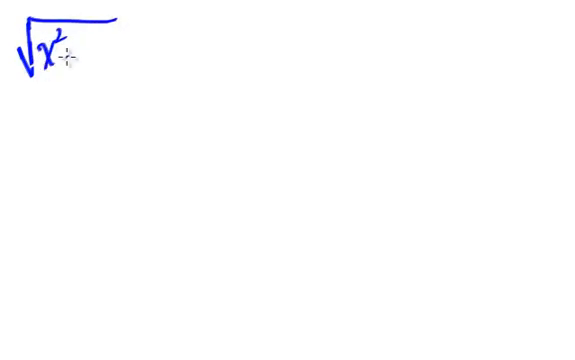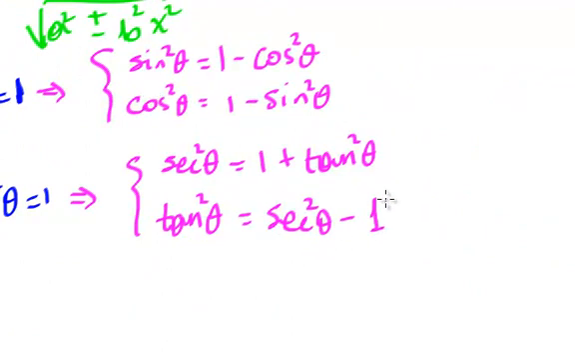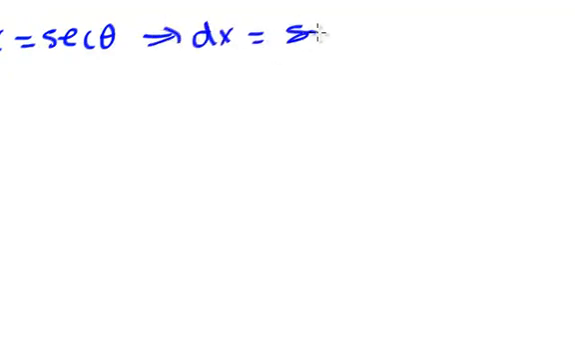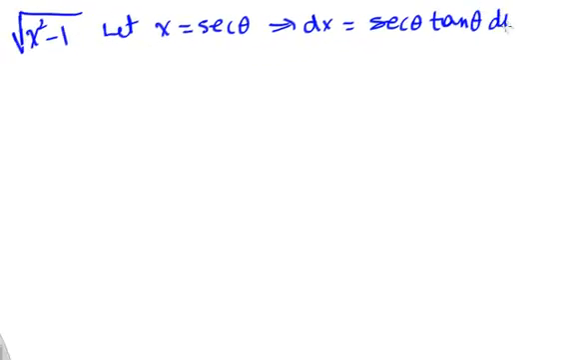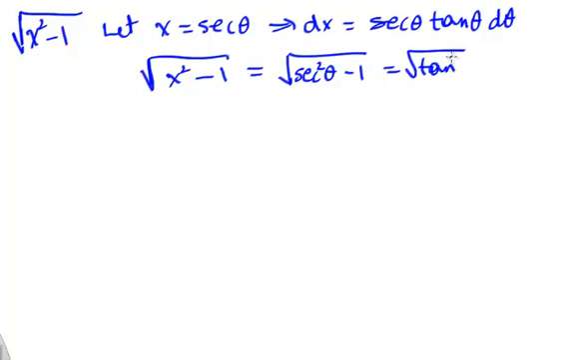Okay, if our expression has something that looks like x squared minus 1, you can see that this is something that resembles sec squared theta minus 1. So you use x equals secant of theta. Then dx is sec theta tan theta d theta, and the square root of x squared minus 1 becomes the square root of sec squared theta minus 1, or the square root of tan squared theta, or tangent of theta. Okay, I'll add a couple more cases.